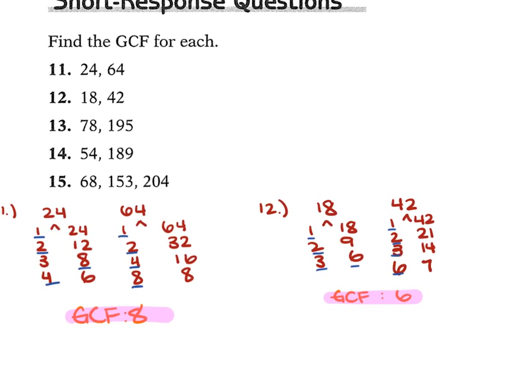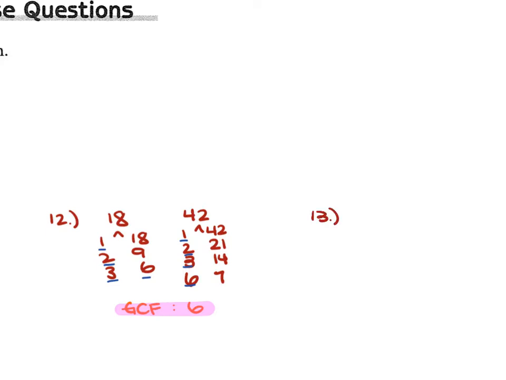For 13, we're given 78 and 195. For 78, we have 1 and 78, 2 and 39. 3 goes into it 26 times. 4 does not go into it evenly. 5 does not go into it evenly. 6 goes into it 13 times. Other than that, I think that is it, because 9 does not go into it evenly. So that's all of the numbers for 78.